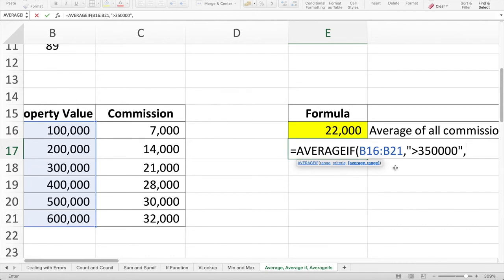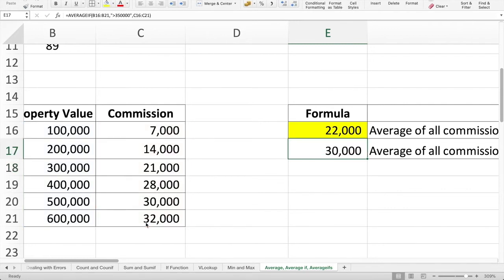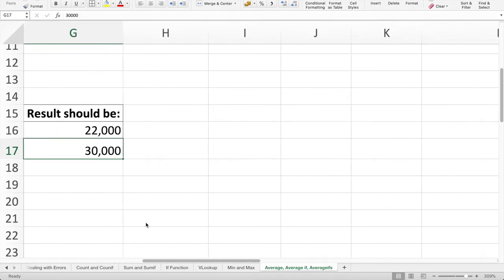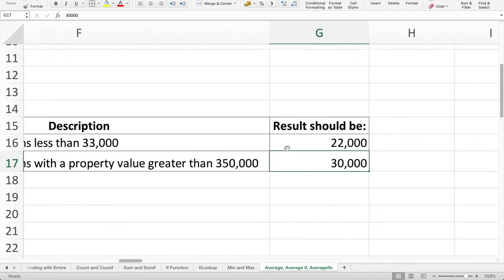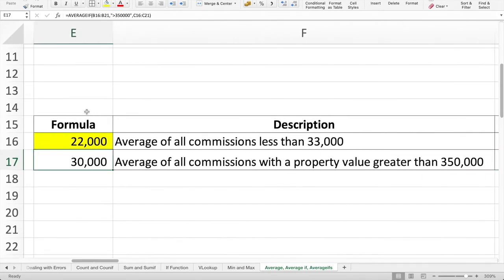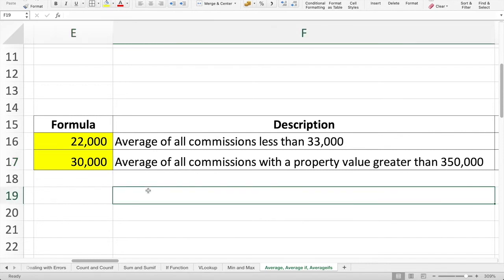Therefore, the average range now will be the range or will be the data set below the commission column. Okay, so let's highlight this up to the cell C21 and close it with closing parenthesis, of course. Then upon entering, our answer is 30,000, which is same with this one. It says that the result should be 30,000. Since we got 30,000 too, meaning we are correct. Alright. So, I hope you get it, my friends.